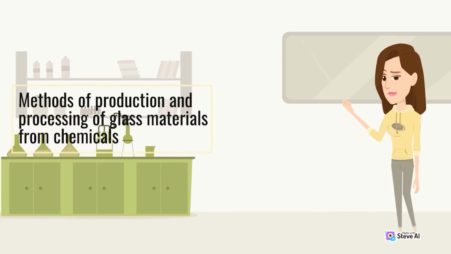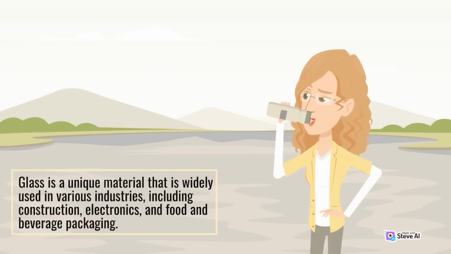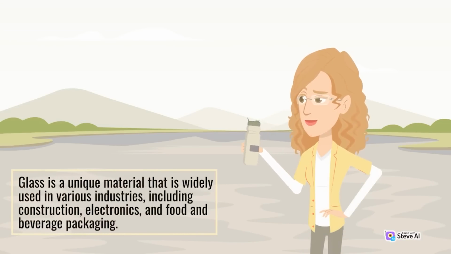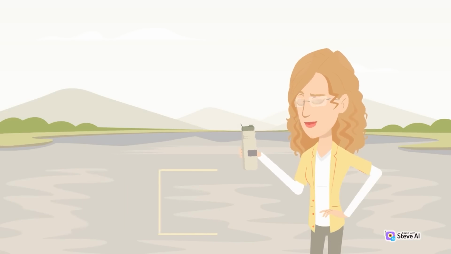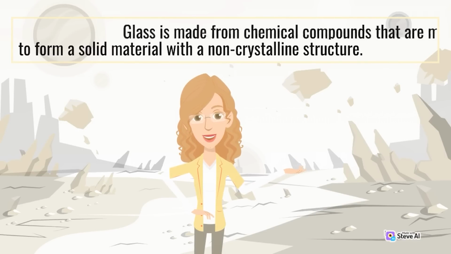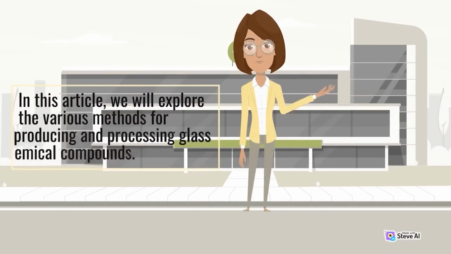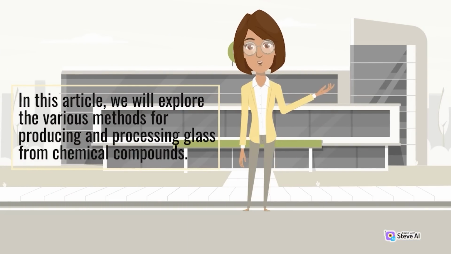Methods of production and processing of glass materials from chemicals. Glass is a unique material that is widely used in various industries, including construction, electronics, and food and beverage packaging. Glass is made from chemical compounds that are melted and cooled to form a solid material with a non-crystalline structure. In this article, we will explore the various methods for producing and processing glass from chemical compounds.